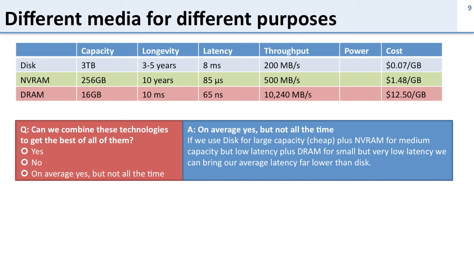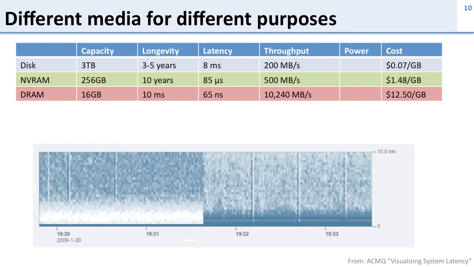And if we combine all of these together, what we can do is get something that on average has the best properties of all of these. That is, it has on average a lot of capacity and low latency. Let's take a look at how that works out.